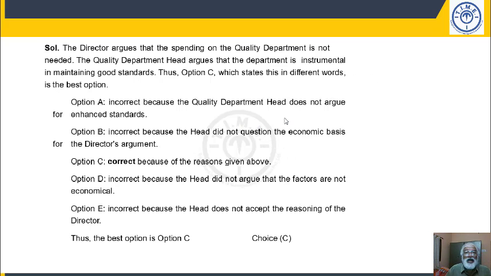Okay. So the director argues that the spending on the quality department is not needed. The quality department head argues that the department is instrumental in maintaining good standards, and therefore option C works. That means since we are here, your guys maintain good standards. That's why we have a low rejection rate.